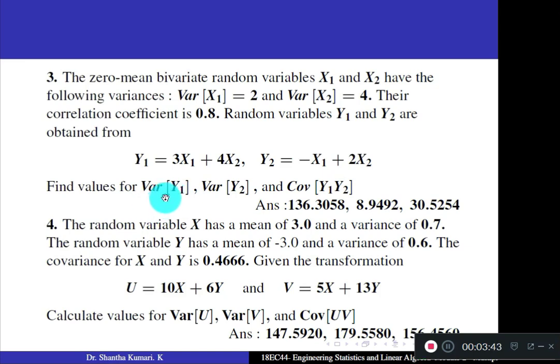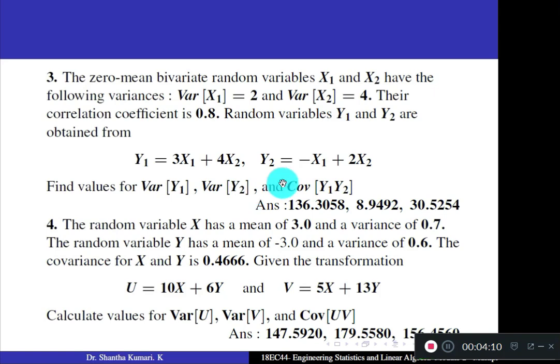But variance of y1 formula is a square into sigma square x1 plus b square into sigma square x2 plus 2ab into covariance of x1, x2. Formula for variance. So first you need to find covariance of x1, x2. So correlation coefficient is given. Using that you can find covariance. Then substitute in this formula.